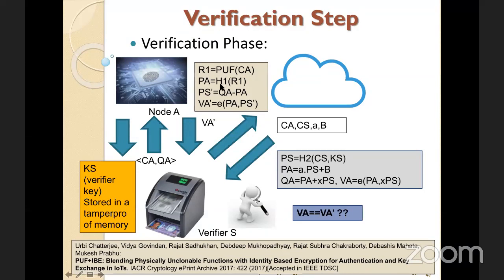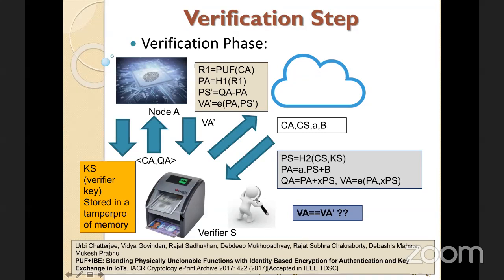And now since it has the information of PA plus XPS, it can obtain XPS by using the information of PA, which the node can derive using its own PUF. Once it has PS dash, which is nothing but XPS, it can compute the value of VA dash by applying this pairing computation, and it's sent back to the verifier.